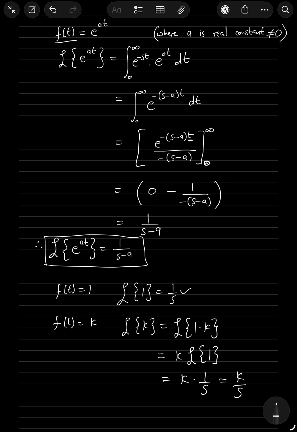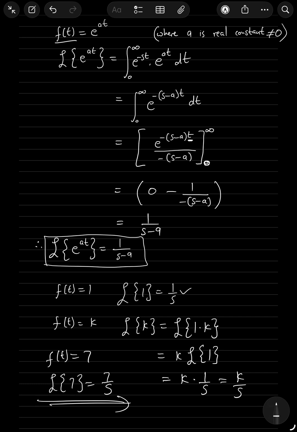Just for example, if you have f of t is equal to 7, and you want to find the Laplace of a constant 7, so this is going to be 7 over s. So basically this is the more general form of representing the Laplace of a constant k.